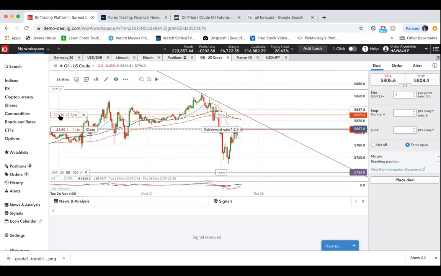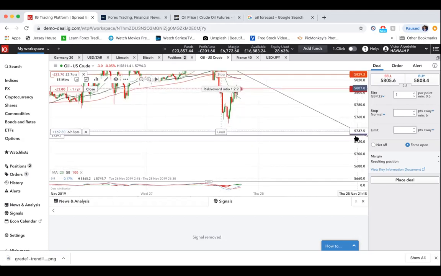Okay, and you would take a £23.70 loss, which will come out of your funds. And if price moves in your direction and gets here, as soon as price crosses your limit line, which is a price point, at this point, my limit is set at 5735.8.